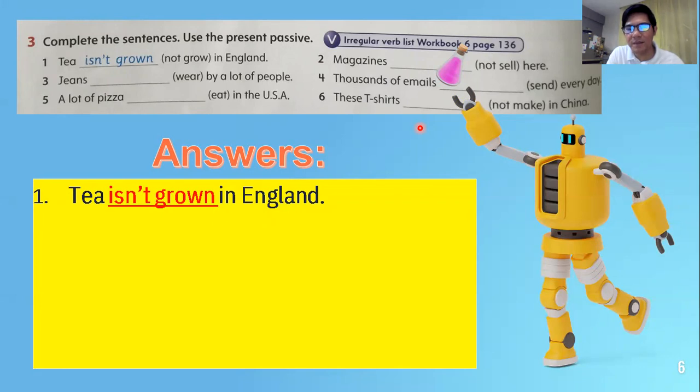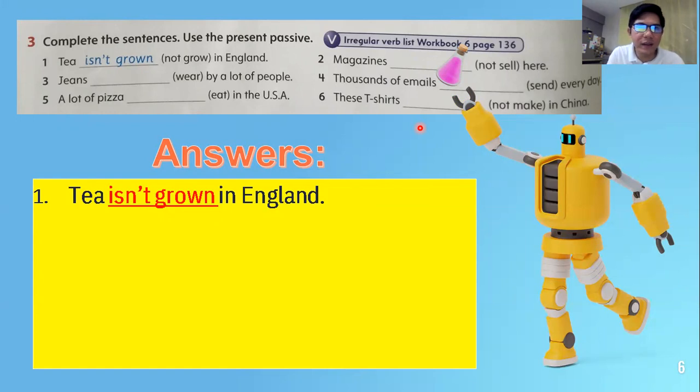And for past: was, wasn't, were, weren't, plus verb 3. Now, sentence one is given as an example. You have to complete the sentences using the present. So this time we use the present first. All of these 6 sentences, you will answer in the present passive form.